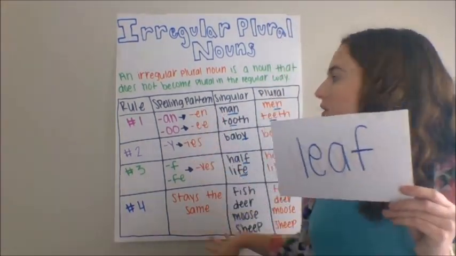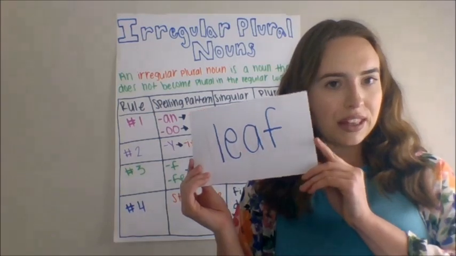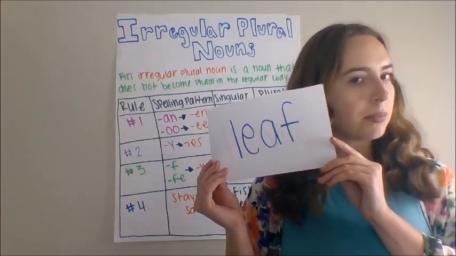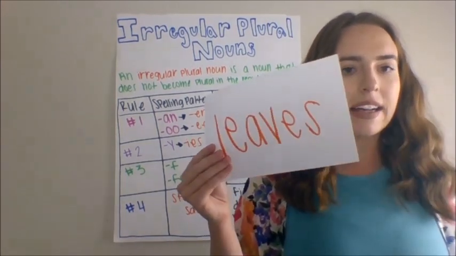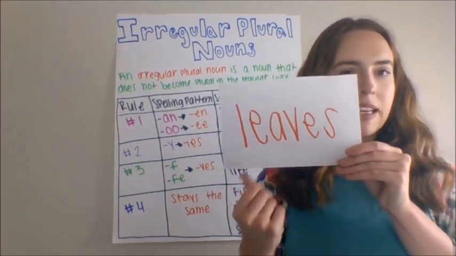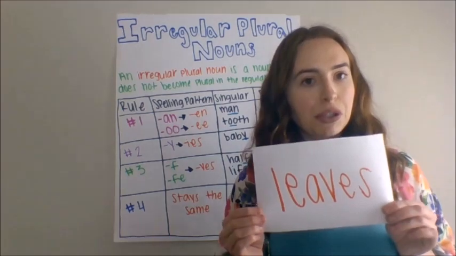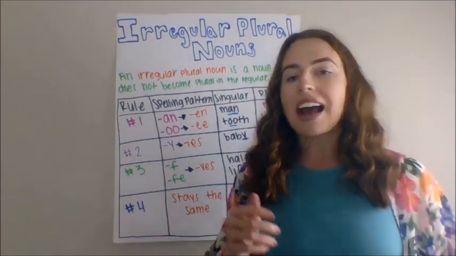And then the last one is leaf. So this also follows one of these rules. What do you think leaf will become in the plural form? If you said leaves, spelled L-E-A-V-E-S, you are correct.